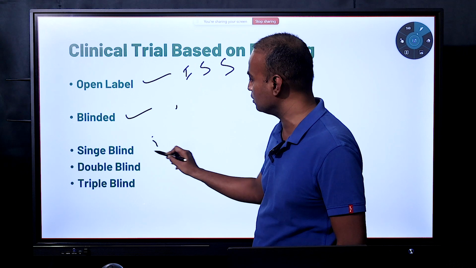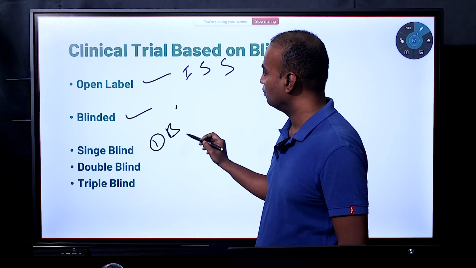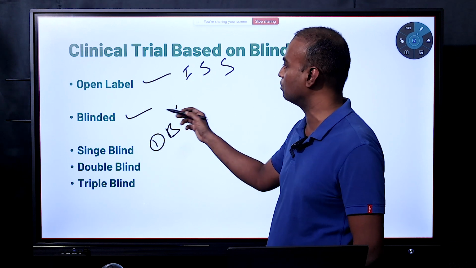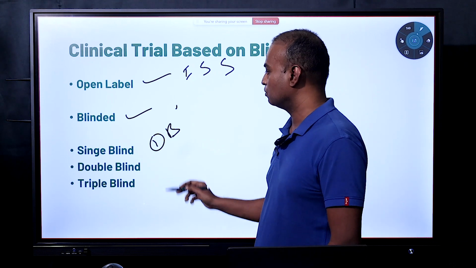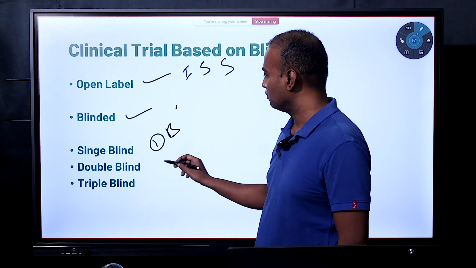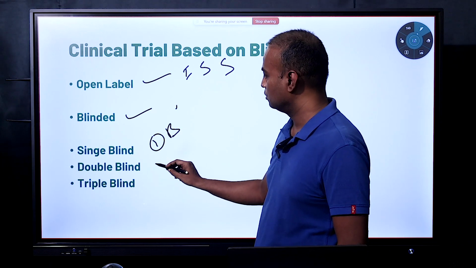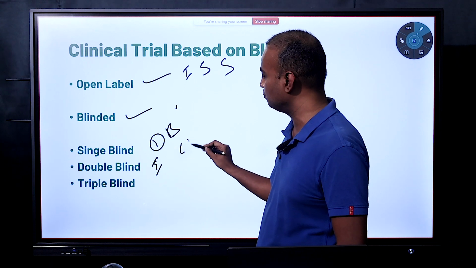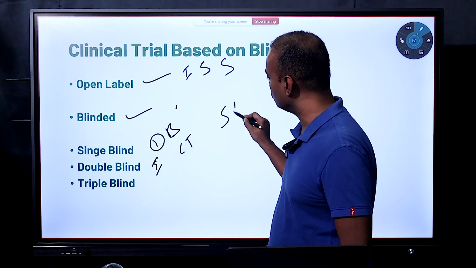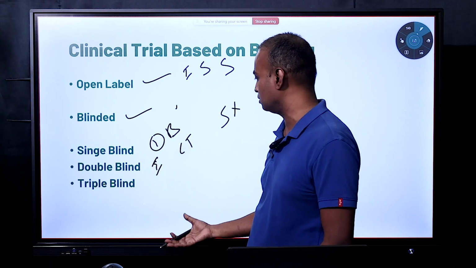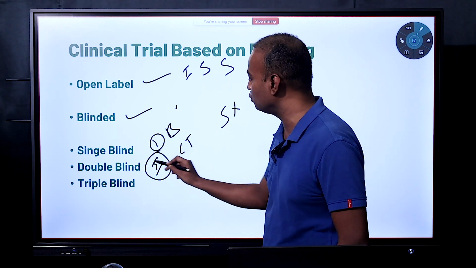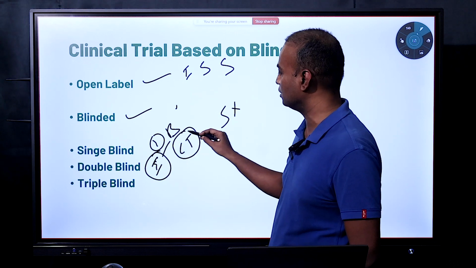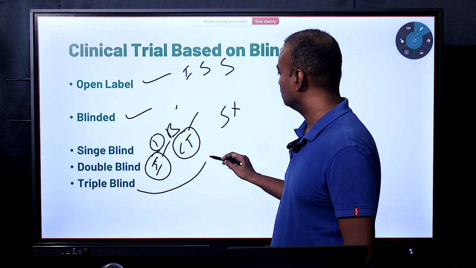If one of the parties is blinded and the rest of the people are unblinded, then we call it single blinded. So double blind, triple blind, say for example you can take here. The investigator and the clinical team know, but the subject doesn't know about the treatment group to which he belongs, then only two groups of people are blinded here. That's the reason we call it double blind.